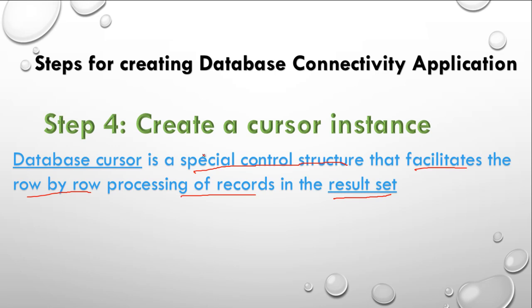So a database cursor is a special control structure, and what work is done by this control structure? It facilitates row by row processing of records in the result set. In this statement two words appear: one is the cursor, and the second is the result set. Now what do these two words specify? Let me explain.